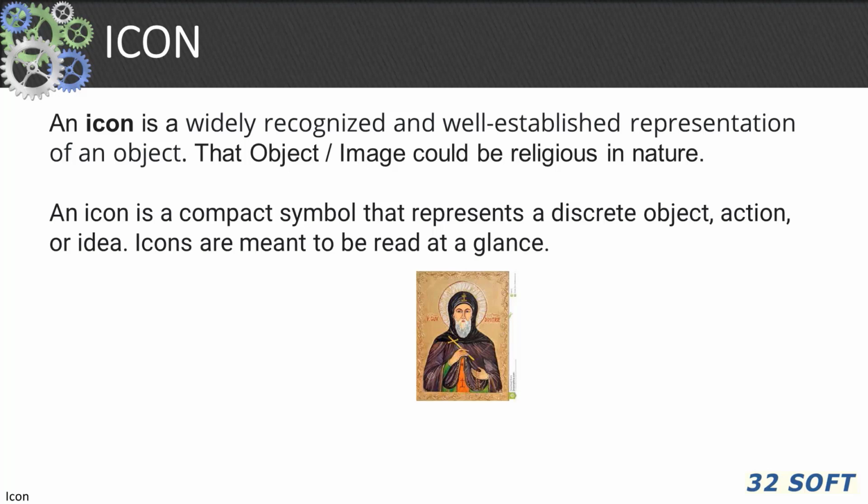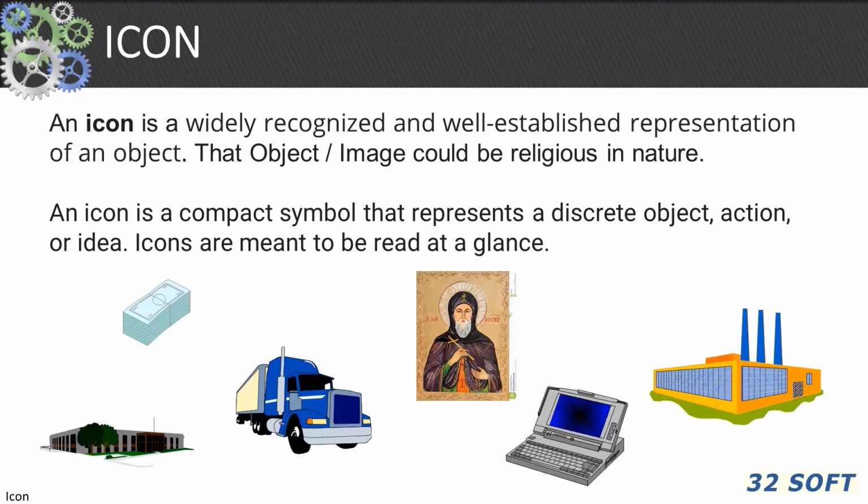An icon is a compact signal that represents a discrete object. Icons are meant to be read at a glance. An icon is a widely used, recognized, and well-established representation of an object. Icons were originally conceived as religious in nature, but with the advent of the computer, icons can represent almost anything.